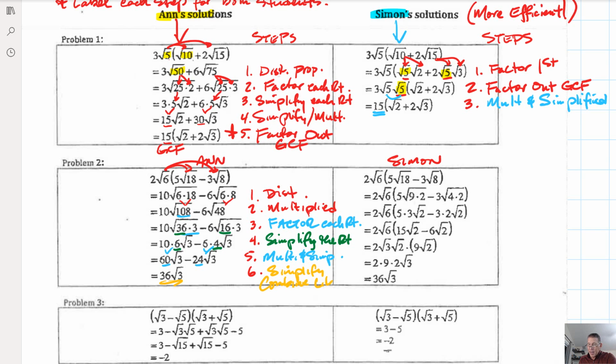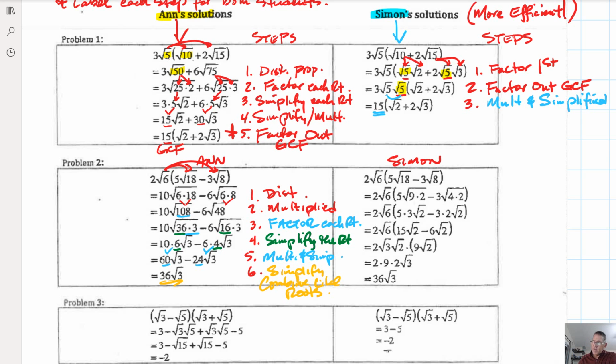Combine like roots. They're all root 3s, so you can combine like roots. But you can't combine unlike roots. Like if this was 60 root 3 and the other one was 20 root 2, then you couldn't do that because they would be unlike. Here they're like terms, so you can combine like terms. Just like variables, roots act the same way.